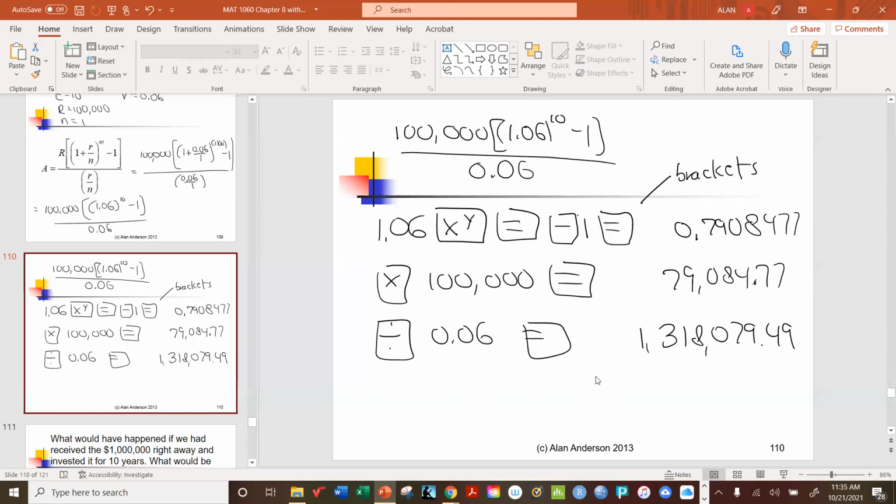So as we predicted, we ended up with $1,318,079.49, which is good considering that we only deposited $1 million in this account. So our balance is 30% or so higher than it would be if we simply left it in, let's say, under our mattress.